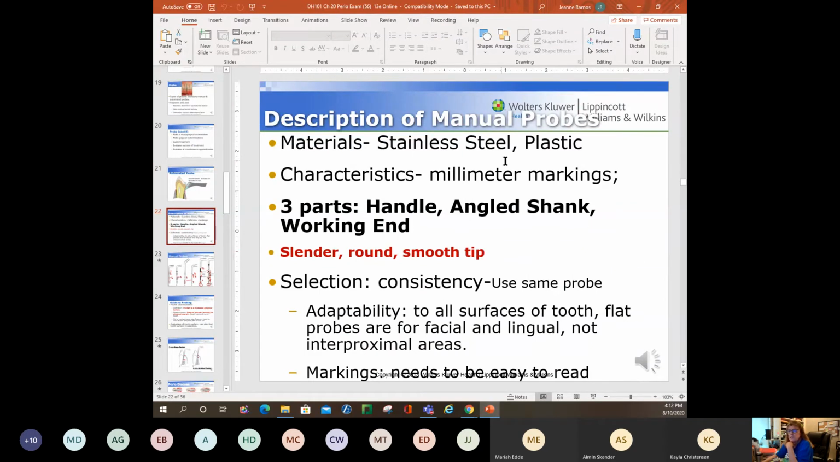So these are the parts of the probe. You can have, as you see in your set, a plastic or stainless steel one. They're always marked in millimeters, and there are 3 parts: a handle, a shank, and the working end. They're described as having a slender, round, smooth, blunted tip. I should have put blunted in here, because it's not sharp. It's blunted, but it is a smooth, rounded, slender tip. And the description for your explorers is a slender, wire-like point at the end. It's not blunted, it's a sharp point.